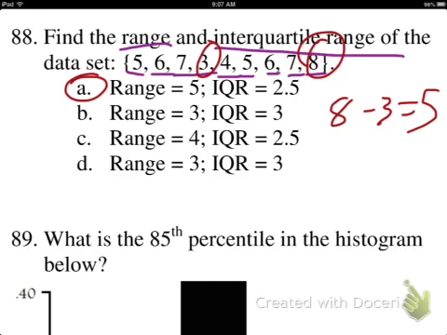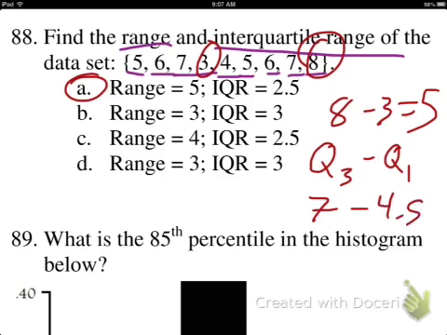But just in case that's not an option in the future, let's figure out what the interquartile range is. The interquartile range is Q3 minus Q1. Those are the inner quartile areas. And so Q3, the calculator told us it's 7, and Q1 is 4.5. Again, we could do this by hand, but with the calculator it just makes it that much easier. 7 minus 4.5 is 2.5, which is what we have here. So that just confirms that we did it correctly.